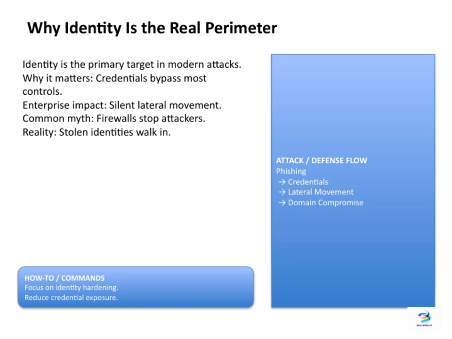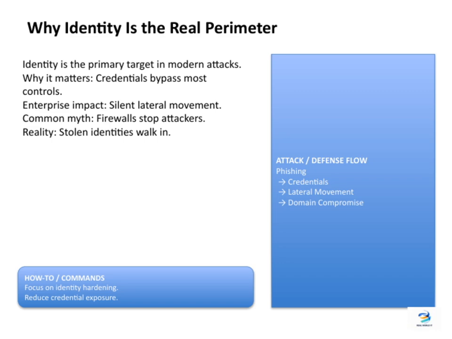Remember, in today's threat landscape, identity is often the primary target because once they have it, attackers can do a lot more damage. It's important to understand why this matters. Credentials can bypass most traditional controls, like firewalls or perimeter defenses. So, even if your perimeter is strong, stolen identities can walk right in and move silently through your network.